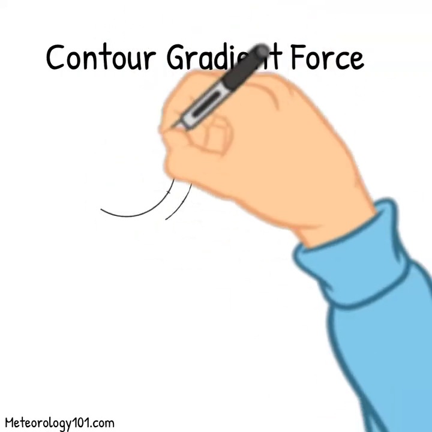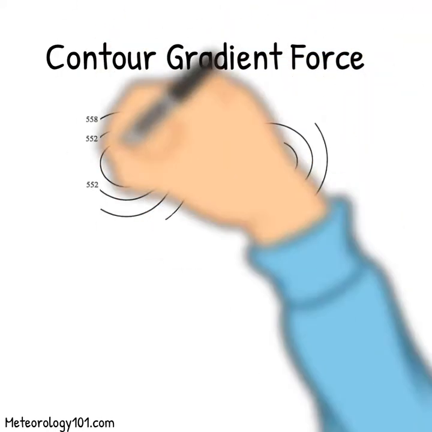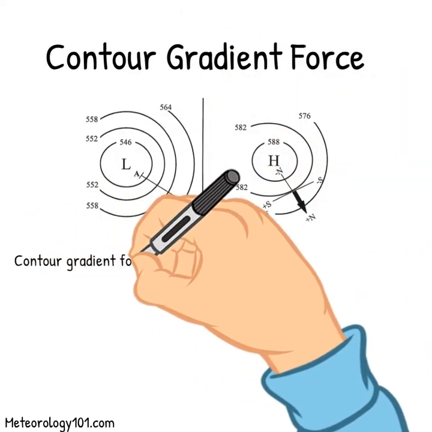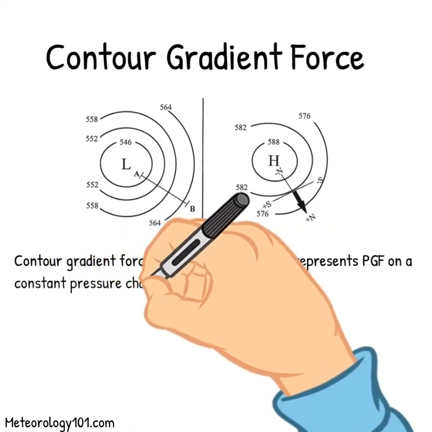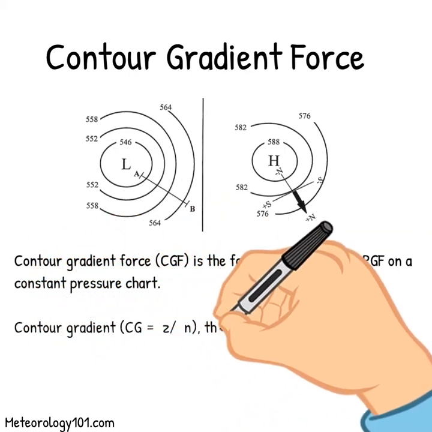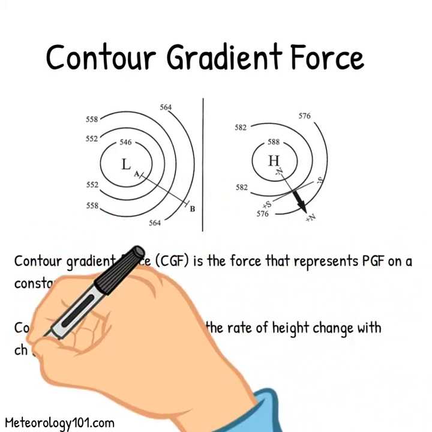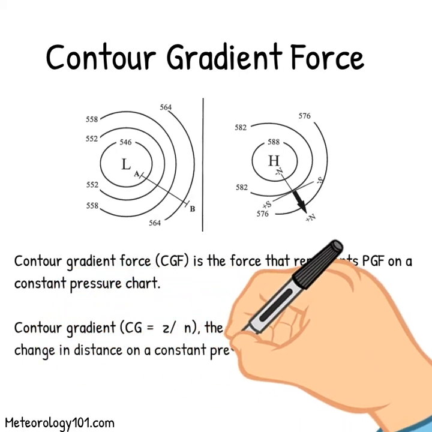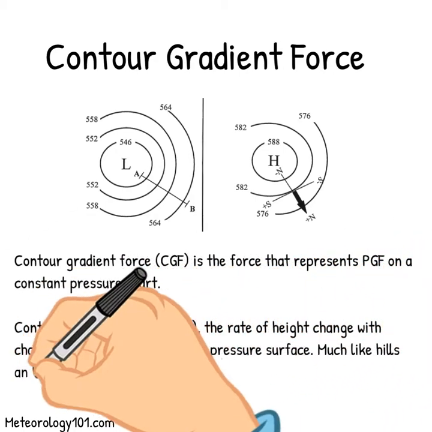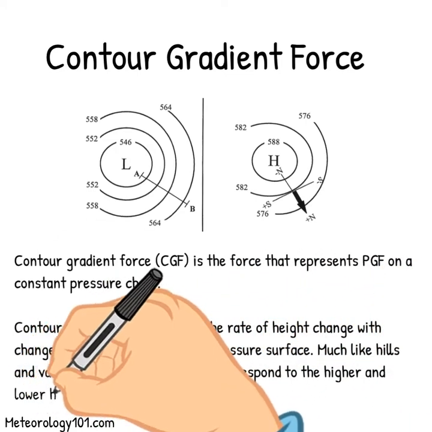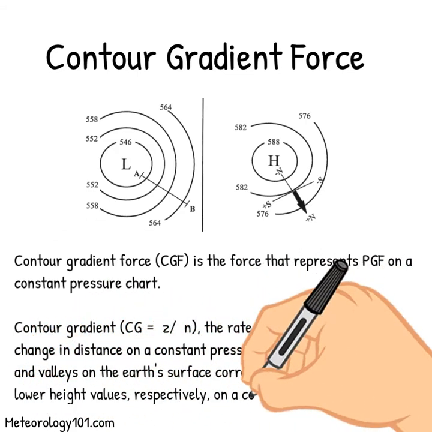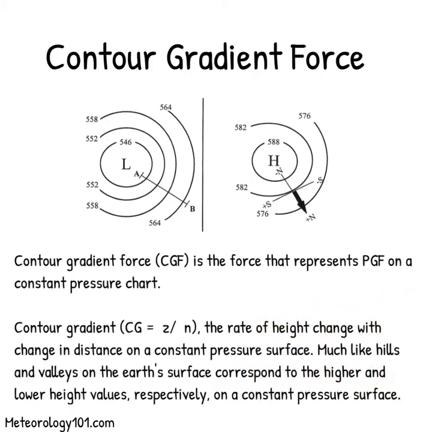Contour gradient force. Contour gradient force is the force that represents pressure gradient force on a constant pressure chart. Contour gradient is the rate of height change with change in distance on a constant pressure surface. Much like hills and valleys on the Earth's surface correspond to the higher and lower height values, respectively, on a constant pressure surface.